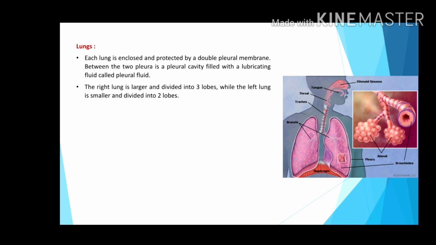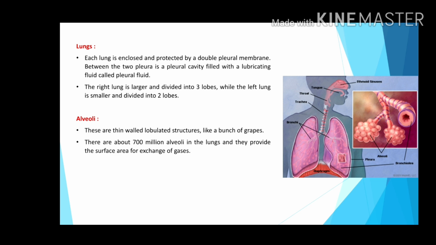Each alveolus is surrounded by a network of capillaries of pulmonary arteries and veins. They are highly elastic and made up of a single layer of epithelium. They look like a bunch of grapes. There are approximately 700 million alveoli in the lungs, and this provides a vast surface area for the exchange of gases. There's also a diaphragm, which is a septum which divides the thoracic, that is the chest, and the abdominal cavity. It is dome shaped and on contraction it becomes flattened.